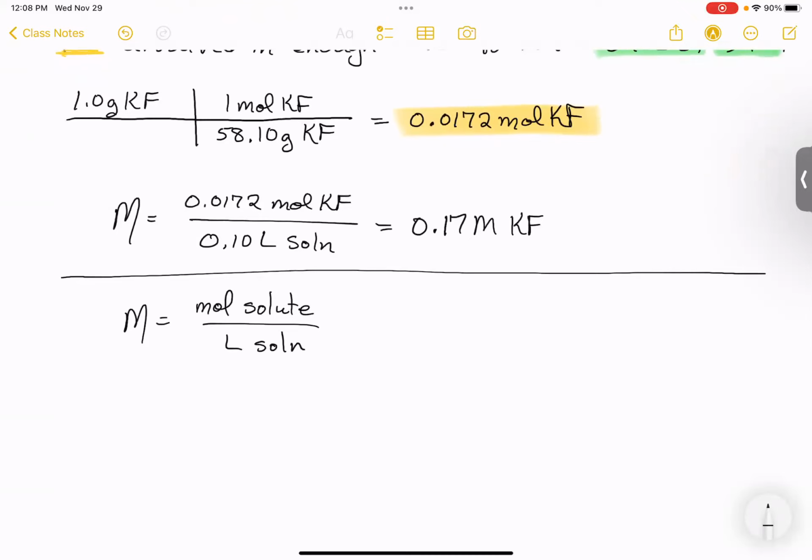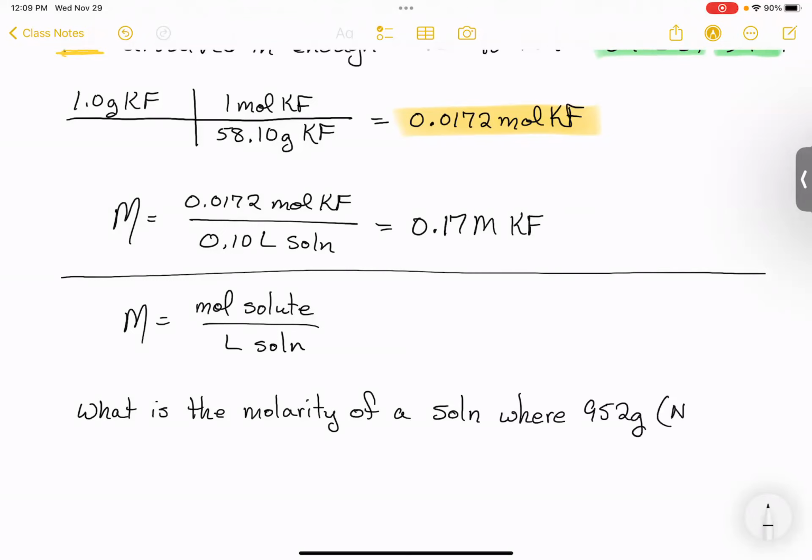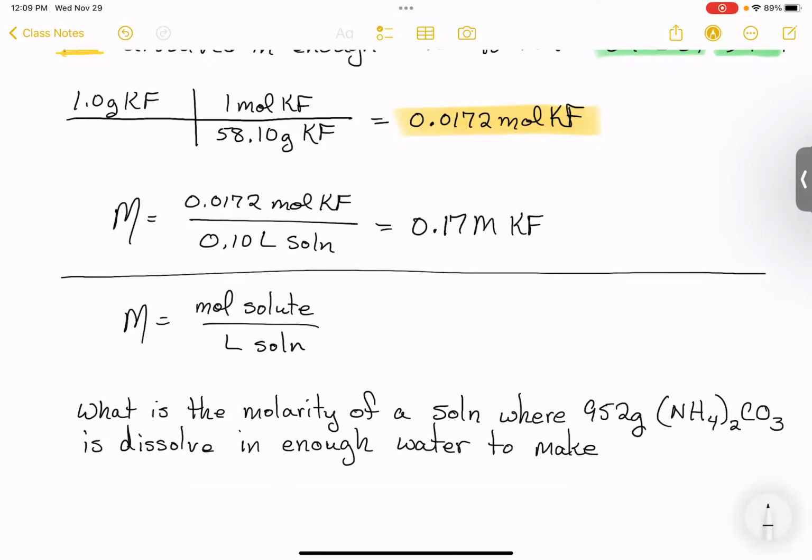So let's look at another example. What is the molarity of a solution where 952 grams of ammonium carbonate is dissolved in enough water to make 1,750 milliliters of solution?